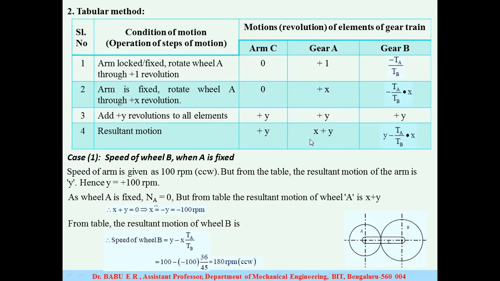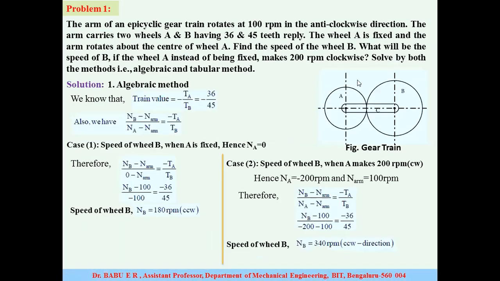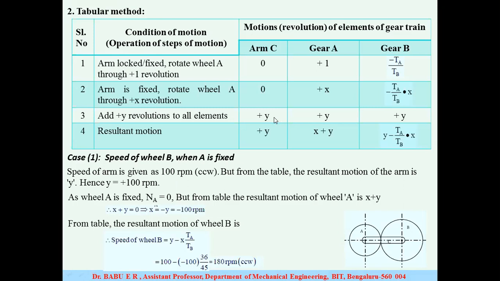Once you tabulate the data in the table, now you have to find the speed. So the speed of wheel B when A is fixed.